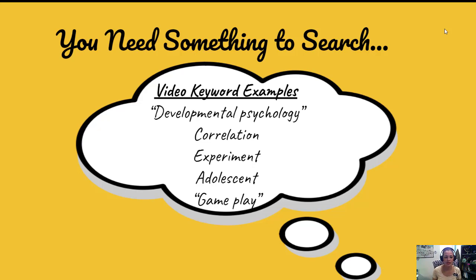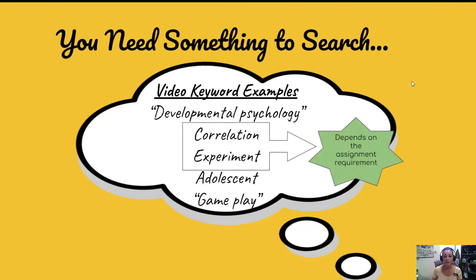So in our example today, I thought I might focus a little on gameplay. Refer to your assignment. Your teacher has given you some suggestions of keywords that you could potentially use. Also, I'm going to use the term developmental psychology, and then depending on the type of article I'm looking for, I'll also include the term correlation if that's the type of article I'm looking for, or experiment if that's the article I'm looking for. Today I think we'll use the correlational one as an example.